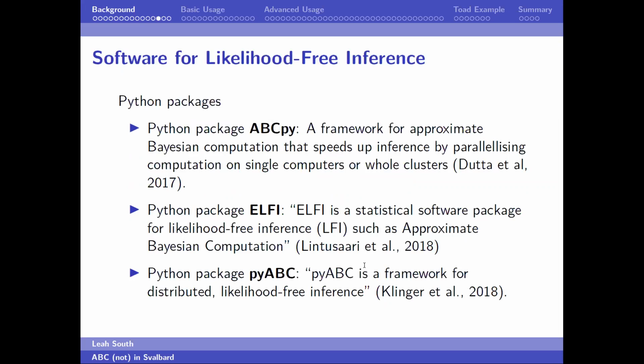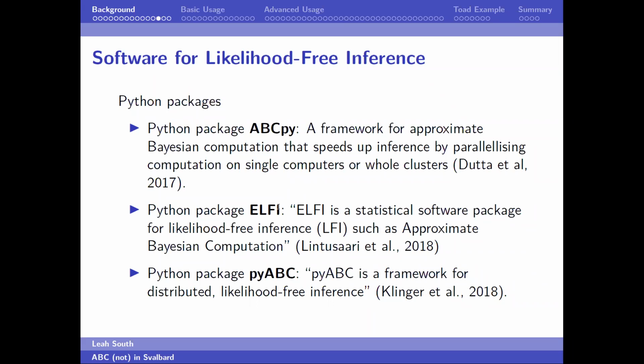Okay, so that's a bit of a background on ABC and why we might want to use BSL rather than ABC. But now I thought I'd briefly tell you a little bit about the packages that exist already. And actually the next couple of talks are about two of these packages, so hopefully I'll do them justice. There's a Python package ABCpy, and that's a framework for approximate Bayesian computation that speeds up inference by parallelizing computation on single computers or whole clusters. That was a little byline that I found. ABCpy is really flexible, and it can do ABC methods, and I believe a few other alternatives as well.